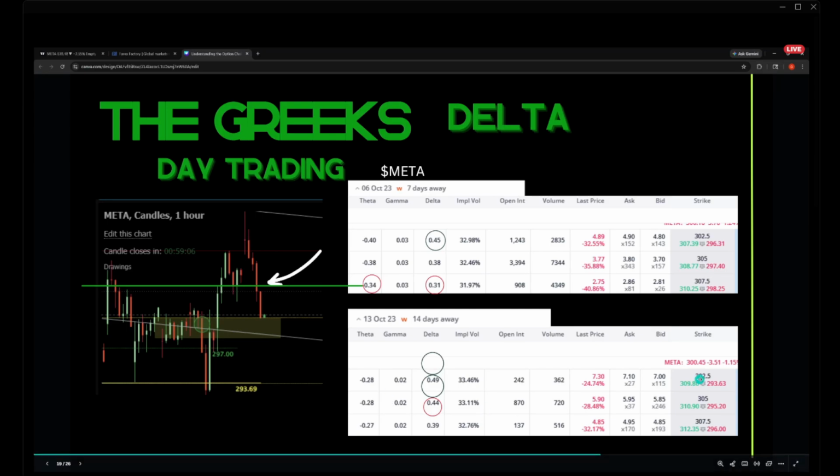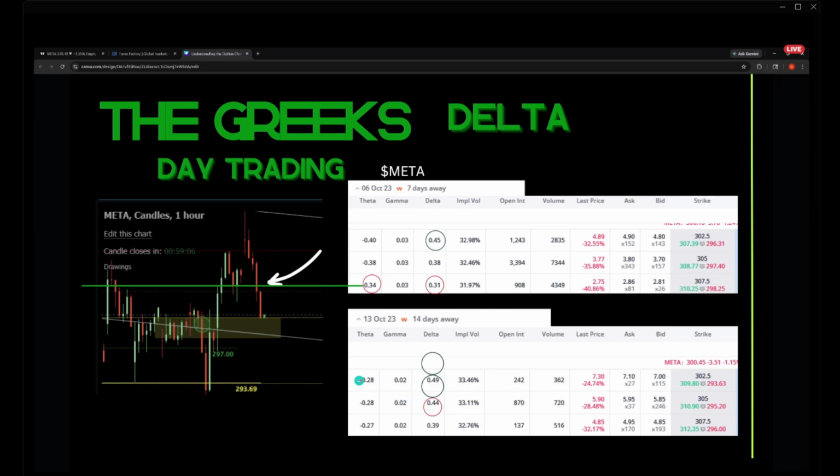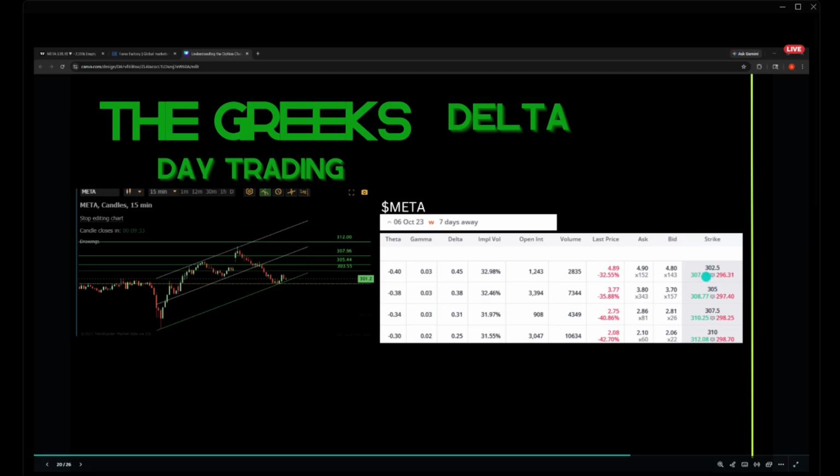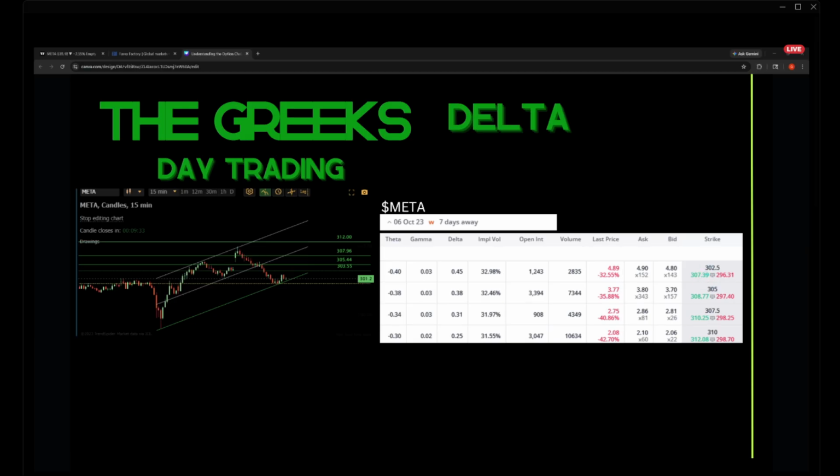And this is a 302 strike, has a really good theta, right? Low decay, high delta, higher delta. The cost is a little bit juicy, and obviously the implied volatility is relatively low. Now we're going to do some exercises with this in just a second.